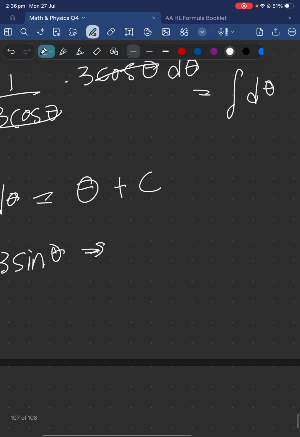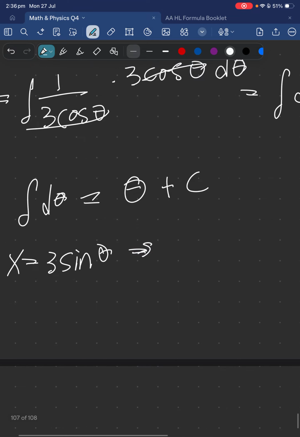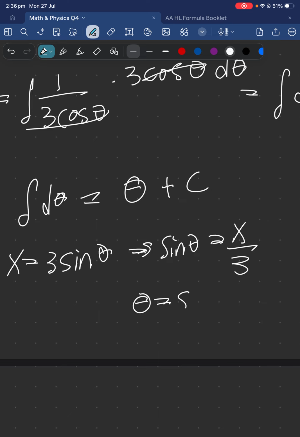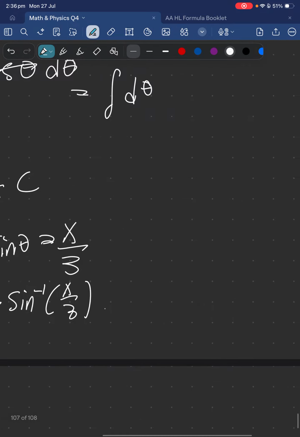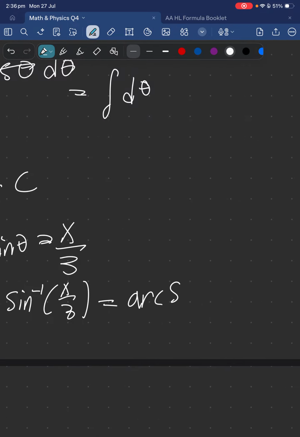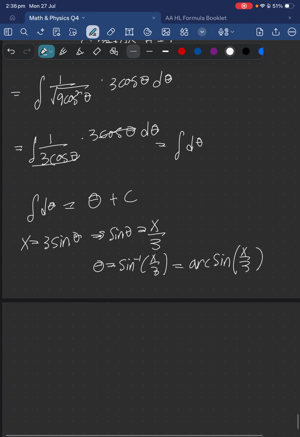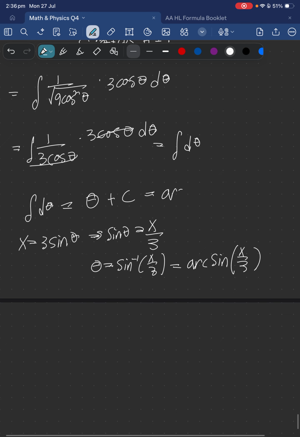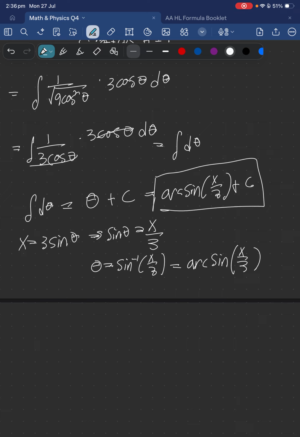And we need to solve for theta to substitute it. So we can say sine theta is equal to x divided by 3. Therefore, theta is equal to sine inverse of x over 3, or a better way to write this as an AHL student is arc sine of x over 3, which means our final answer is going to be arc sine of x over 3 plus c. And that is the answer.